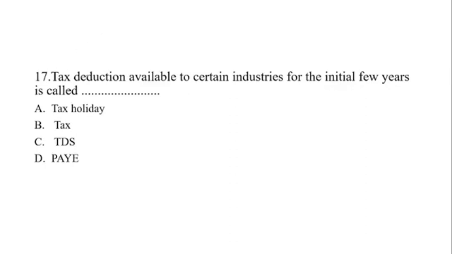Okay, question number 17, tax deduction available to certain industry. What is it talking about? The tax deduction available to a certain industry for the initial few years is called as TDS, tax deducted at source. Okay, here is the correct answer.